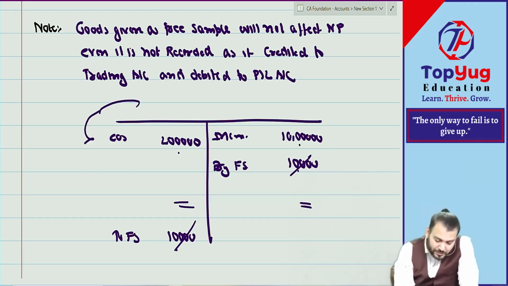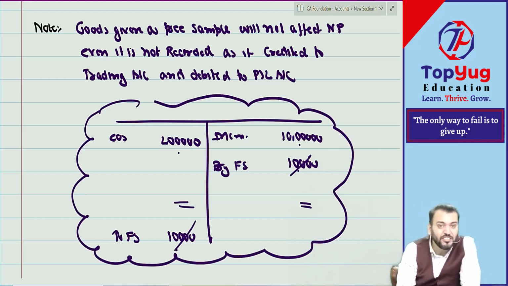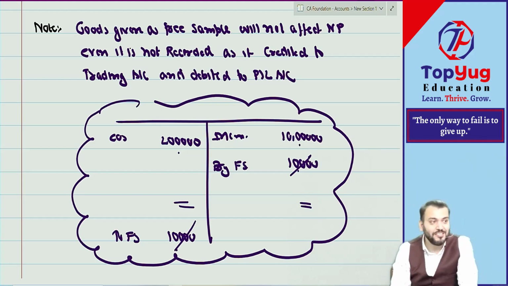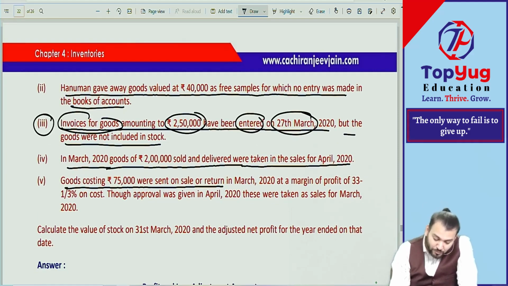Have you understood this point? It is a dangerous point in the exam, because you might do something wrong. That is why I have given a note. But let us check what they have asked: calculate the value of stock and adjusted net profit. Net profit is to be calculated.